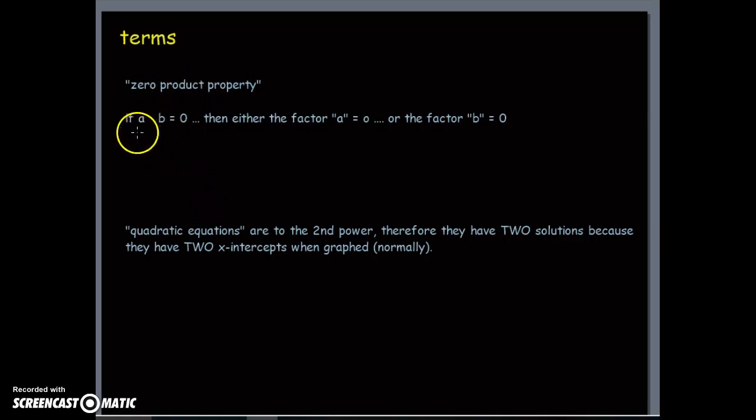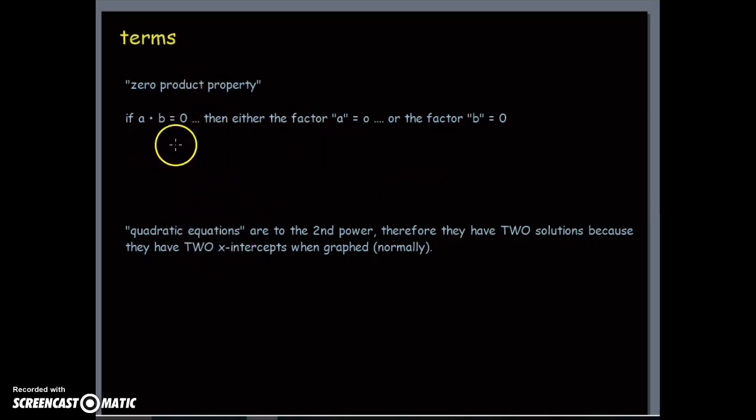So the zero product property, and this is the mathematical definition: if a times b, where a is a factor and b is a factor that are both being multiplied to each other, equals 0, then either the factor a needs to be 0, or the factor b needs to be equal to 0. So one of these two factors needs to be 0 for the entire thing to equal 0, because anything times 0 is 0, right? So that's going to help us as we solve.